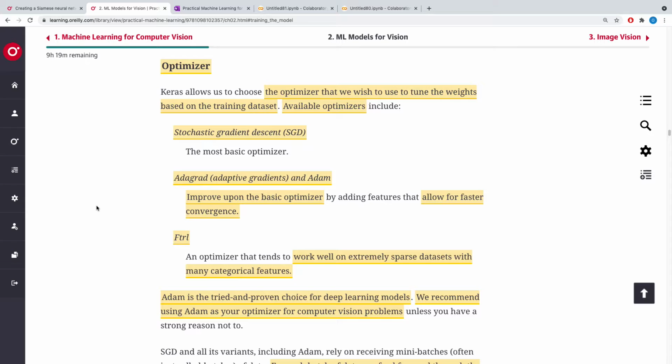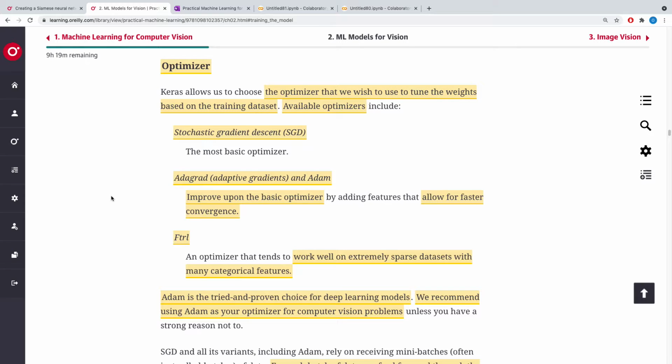The weights are just numbers, and we need to keep adjusting these numbers to the optimum set of weights, the optimum values that solve the problem that we're trying to solve. So we use the optimizer to tune the weights based on our training data set. We are learning from history, we are learning the pattern in the historical data set of a particular problem.